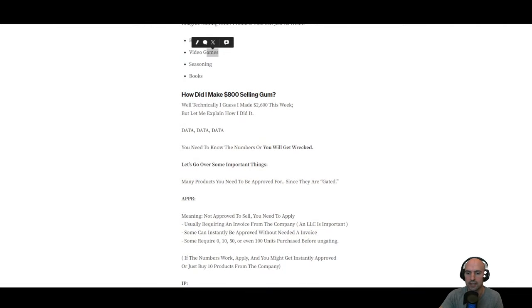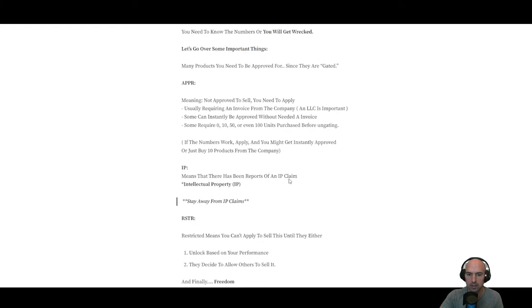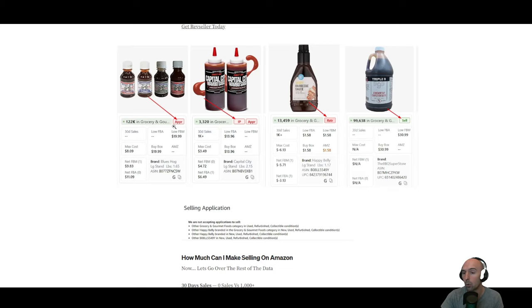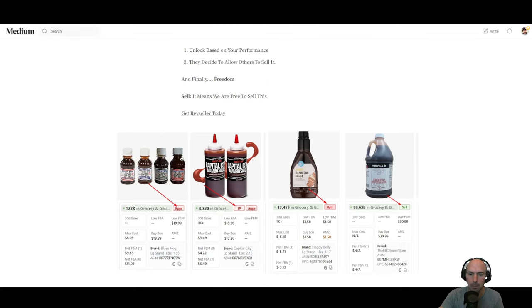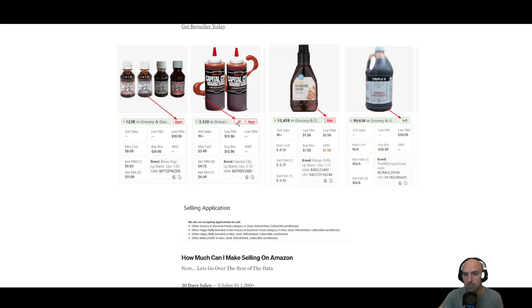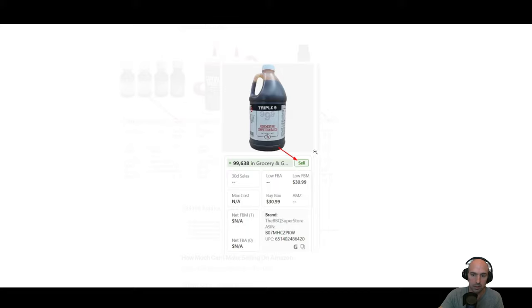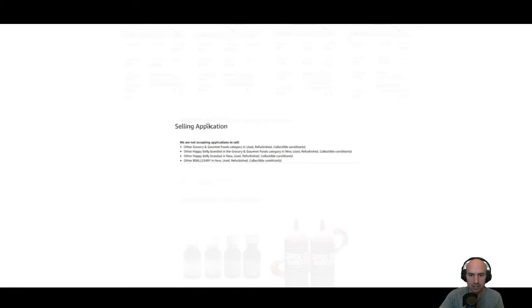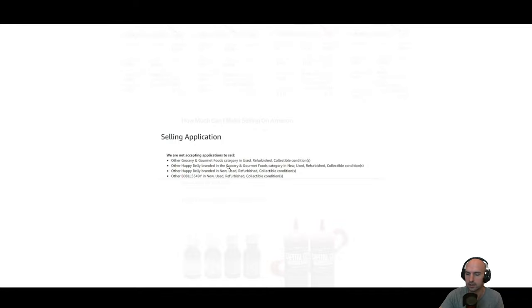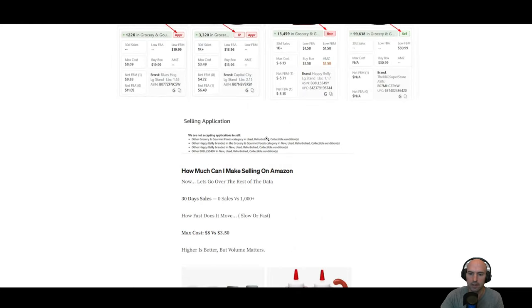So we're going to scroll down a little bit further, and we pull up this little chart here. You can see that there are four different categories that you have to look out for. One's acceptance or application. And then an IP alert, which means an intellectual property alert has been claimed on this. This one is restricted, so either they're not accepting people for this particular product, or you just haven't hit the milestones for that. And then finally, the sell one, which means it is open for you to sell on. And this is what I mean by application: you would say, I need to sign up for this. These are the requirements. And there you go.